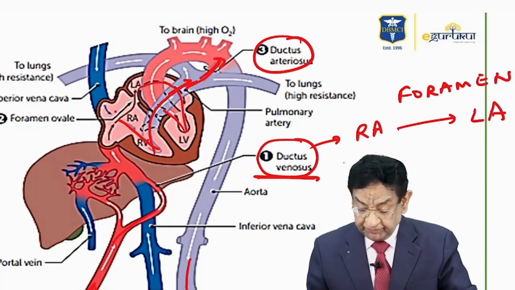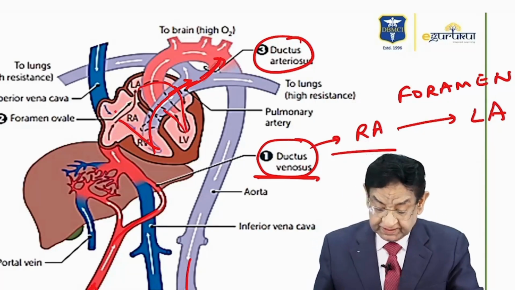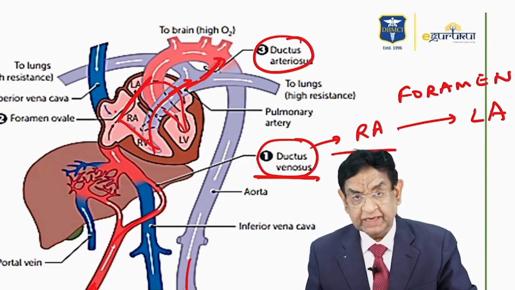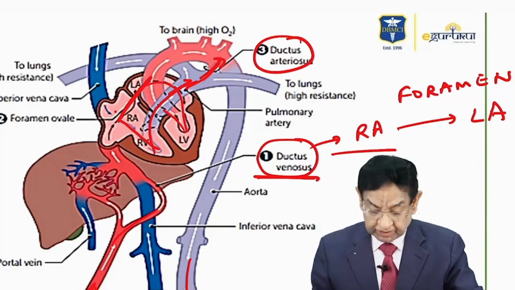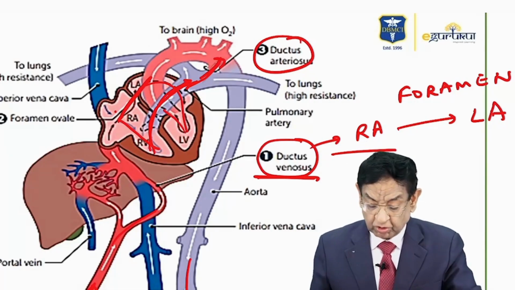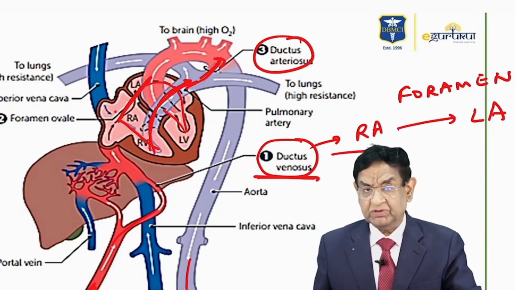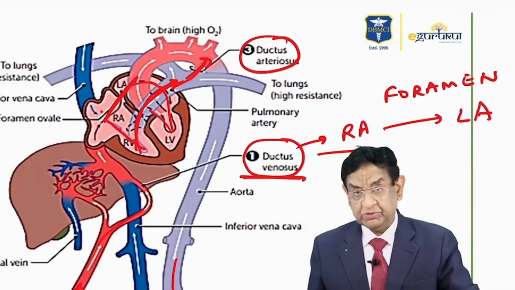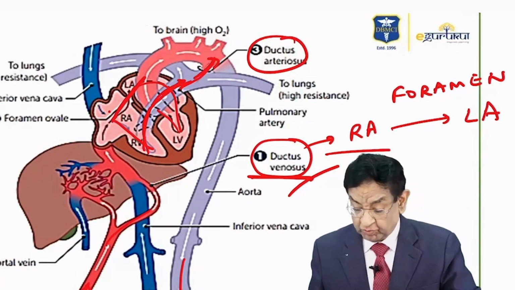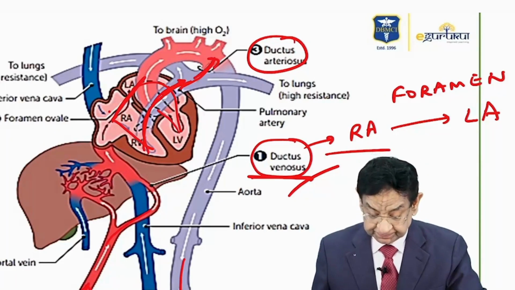So the first bypass is the ductus venosus. It is bypassing the liver. Second is the foramen ovale. The right atrial blood goes to the left atrium, but some amount of blood does go to the right ventricle and again enters the pulmonary circulation. But again it goes to the aorta via the ductus arteriosus. Net result is that very little amount of blood is going to the lungs. So we have three bypasses: ductus venosus, foramen ovale, and third is the ductus arteriosus. Right?